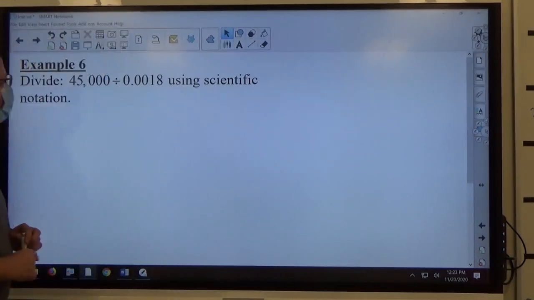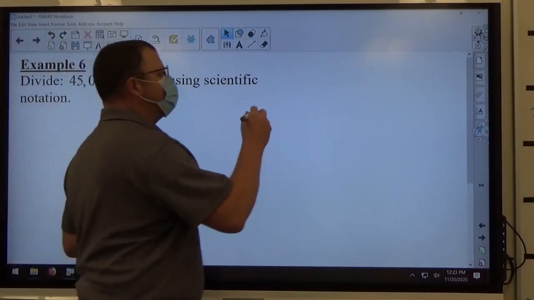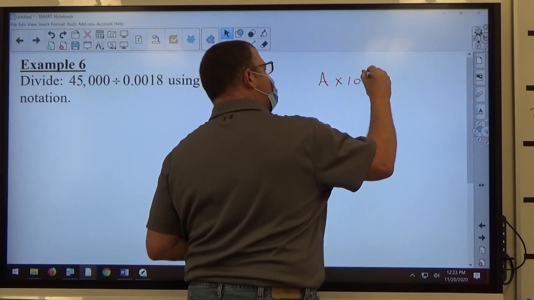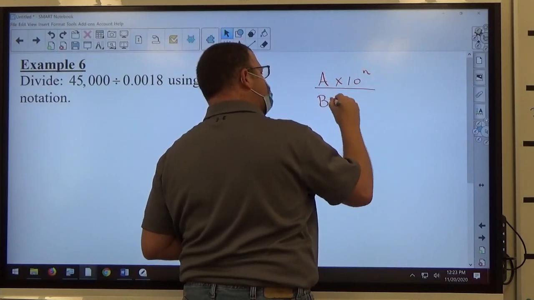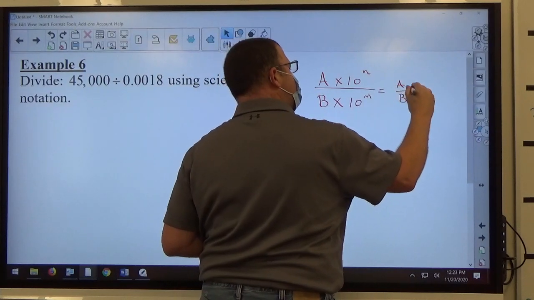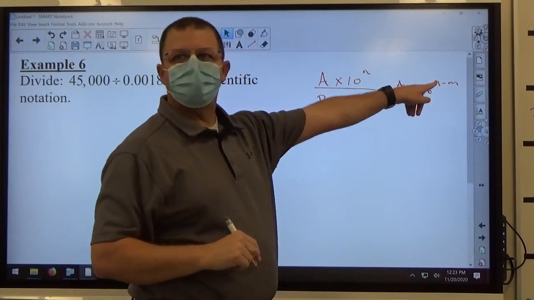Okay, for example 6, divide 45,000 by 0.0018. So the division idea for scientific notation looks like this. A times 10 to the n power divided by B times 10 to the m power equals A divided by B times 10 to the n minus m. It is top minus bottom for this.